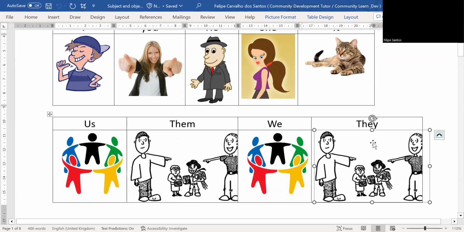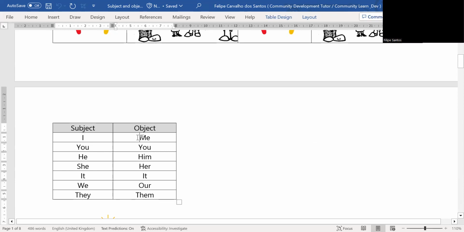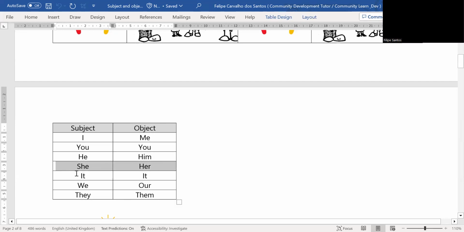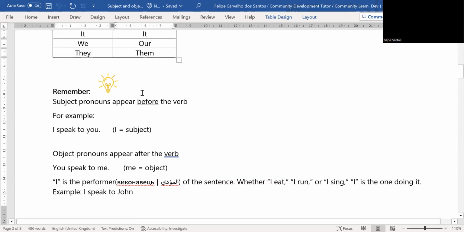Okay, so let's have a look at the subject pronouns. Subject I, object becomes me. Subject you, object you. There's no change. He becomes him. She becomes her. It's the same. We becomes us. They becomes them.